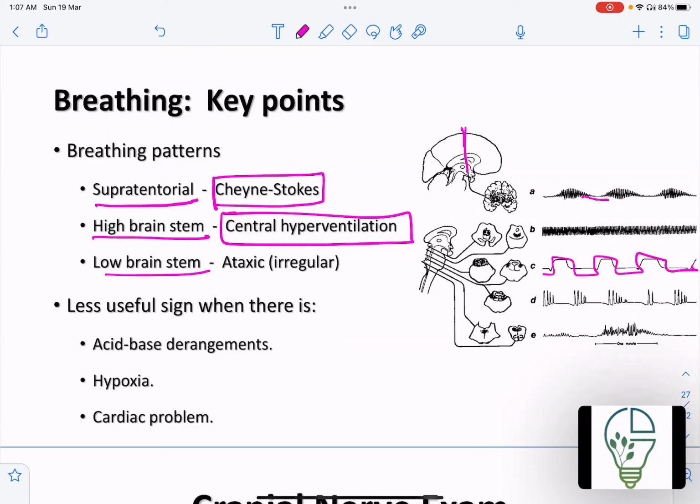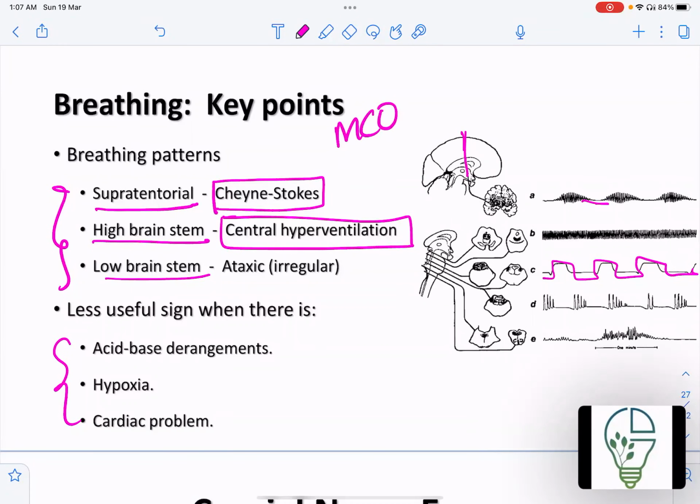What you have to understand is that these points are actually important for MCQs. And these patterns are something you should be able to memorize. So learn how to identify the pattern because they can ask you the lesion that directly correlates to the injury itself, right? Now, these breathing patterns can also be influenced by other things.